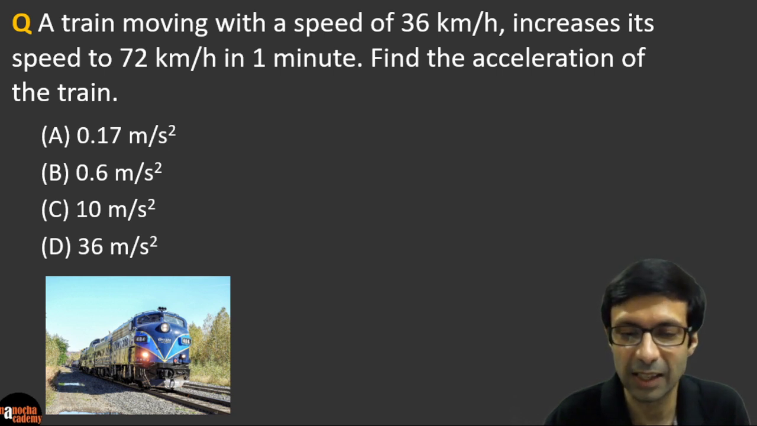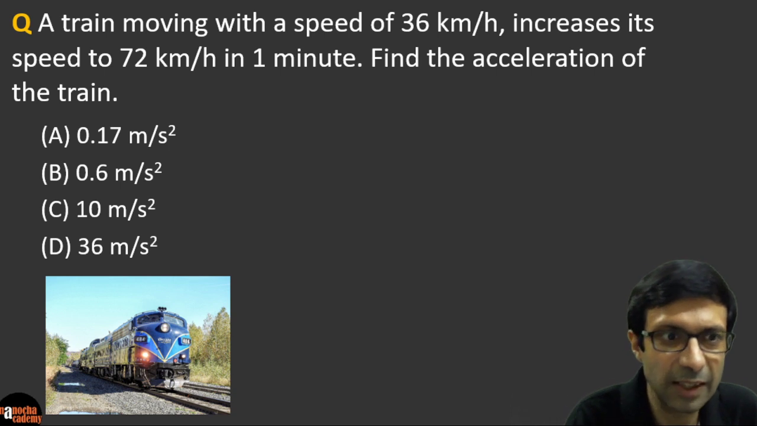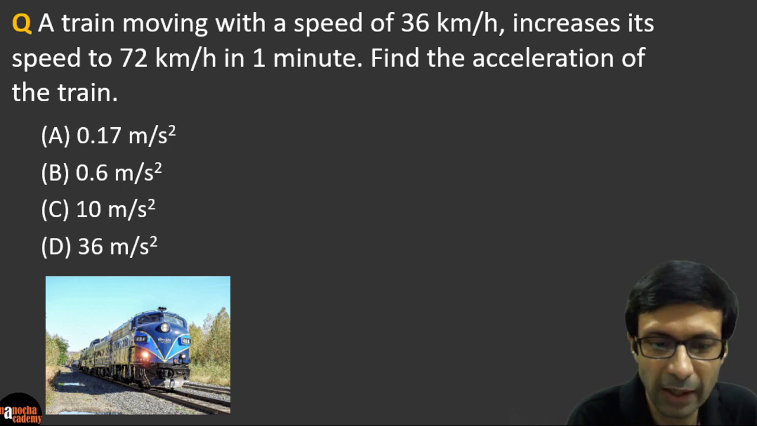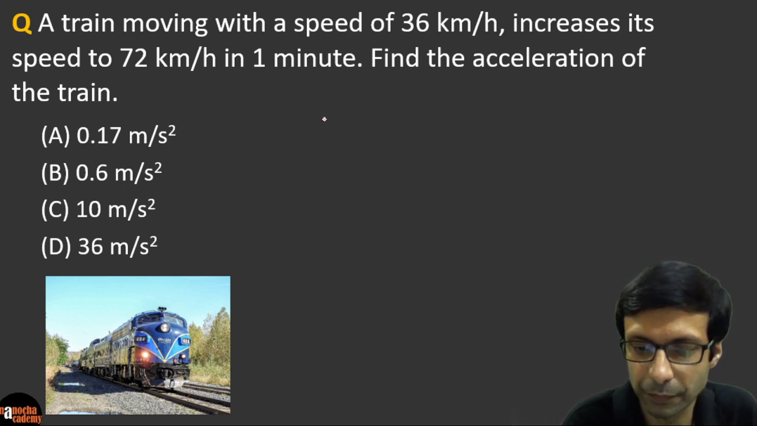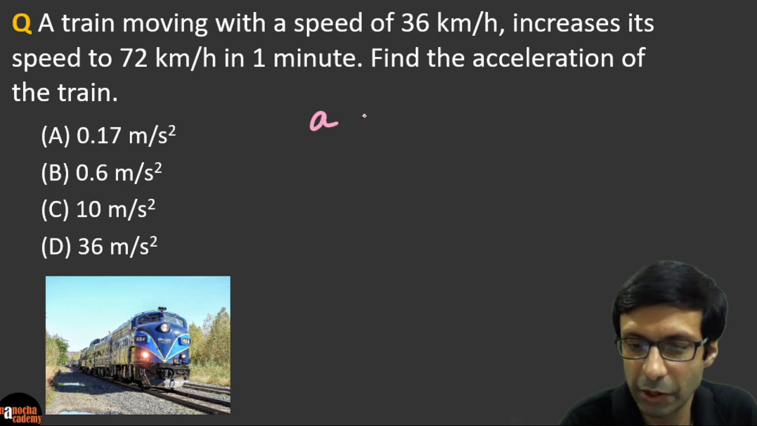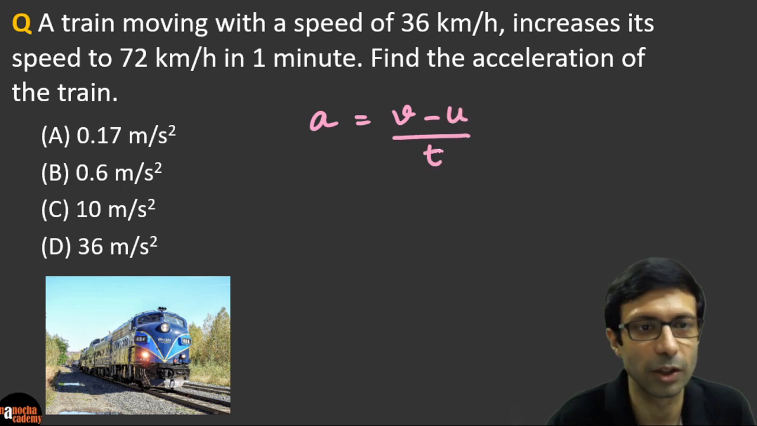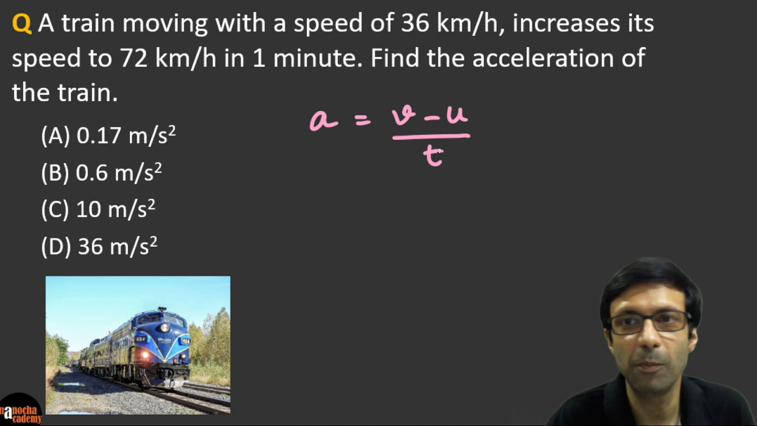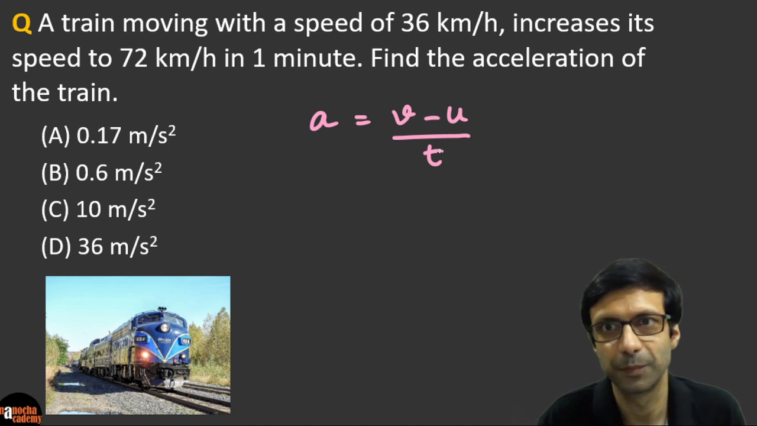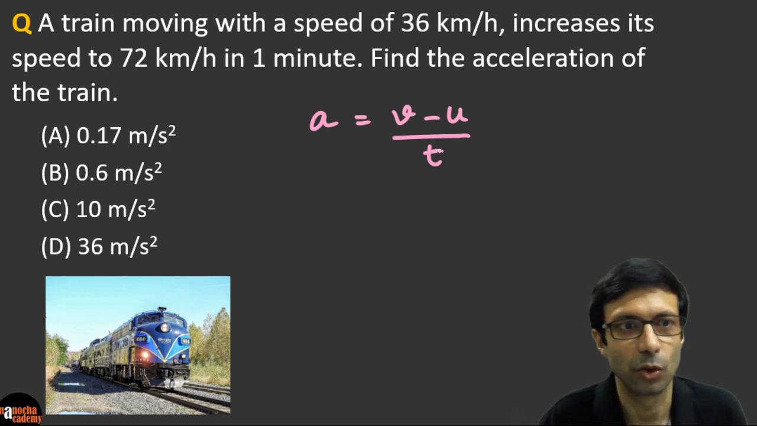Okay, so guys, let's take a look at this. The question is, find the acceleration of the train. So acceleration, let's apply the formula that we have learnt. It's the rate of change of velocity, right? So V minus U by T. Okay, so V minus U by T is acceleration.